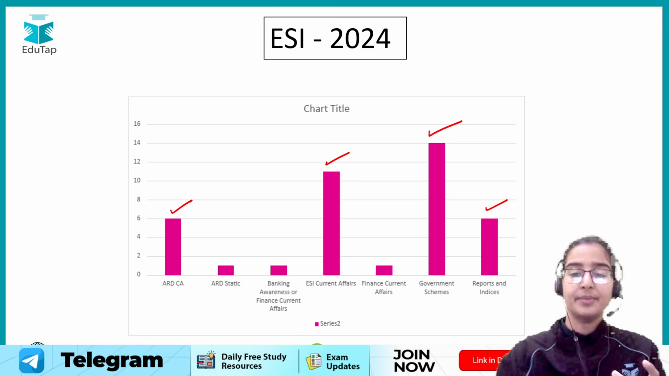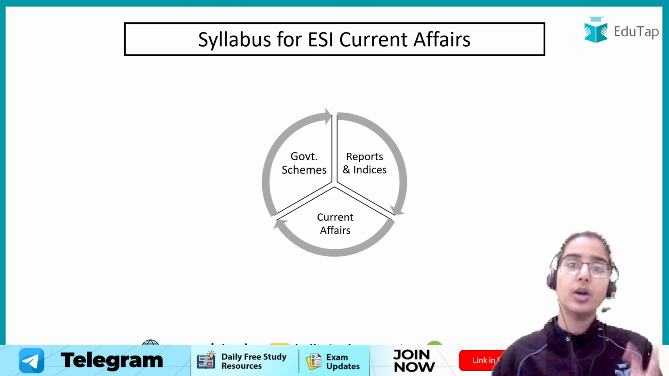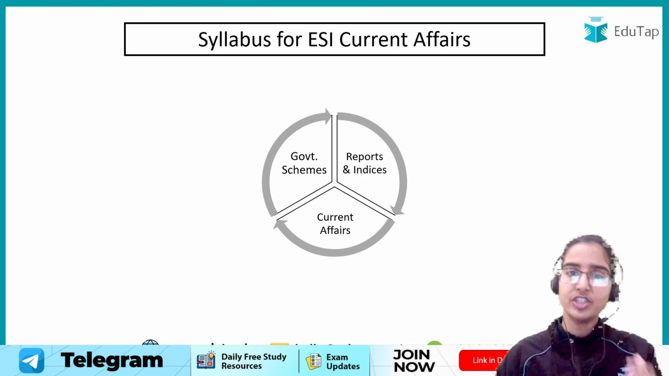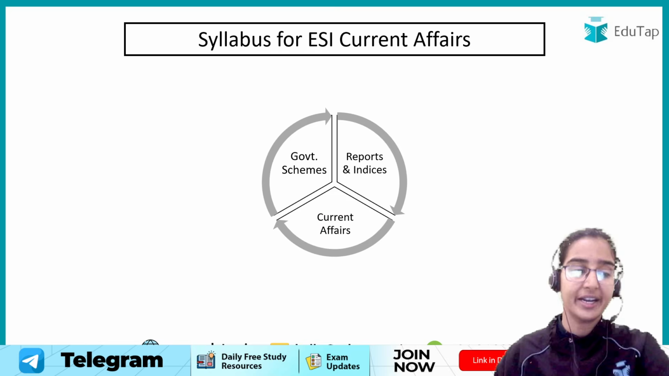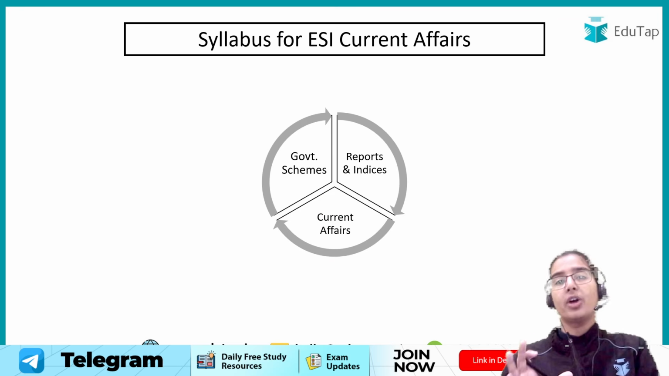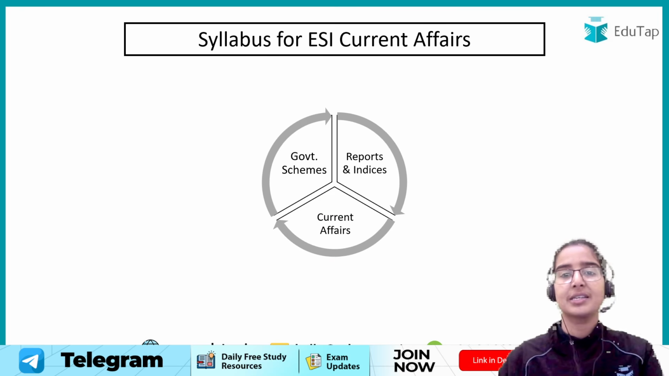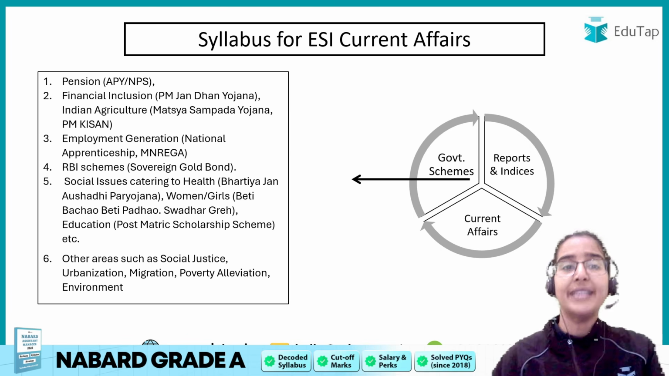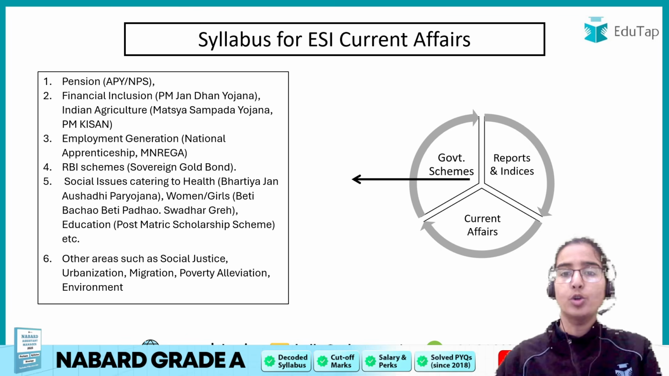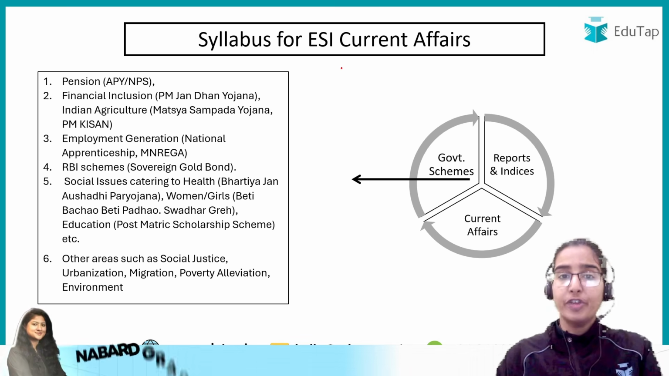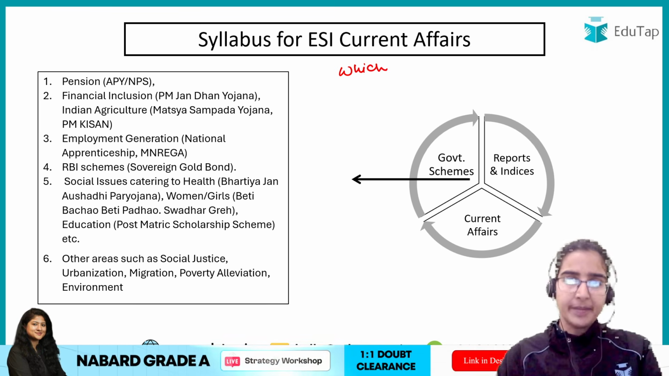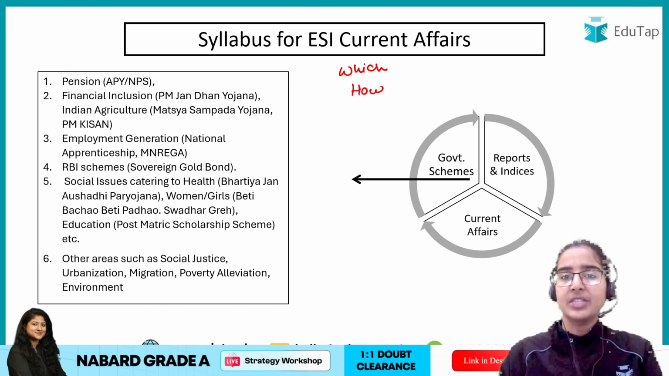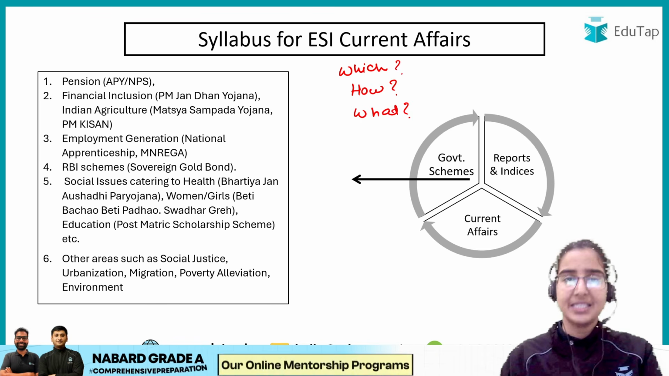ARD current affairs is something that I have already discussed with you when I was discussing the ARD strategy. So you can refer to that video for the ARD current affairs part. Right now, for the ESI current affairs, I am going to discuss government schemes, reports and indices, and the current affairs. Now, students, as far as the schemes are concerned, there are 2 questions. First of all, which schemes do we have to study, and how many months of schemes do we have to study, and then what we have to study as far as these schemes are concerned.